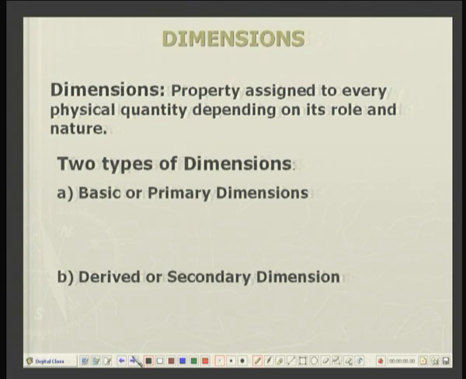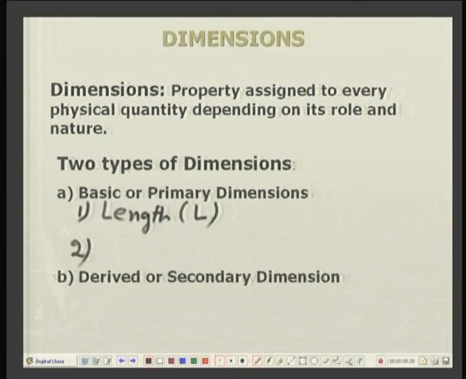One is basic or primary dimensions. For example, in basic dimensions we have length, which I will abbreviate as L. Okay, length, for that matter breadth, thickness, they will be treated of the same type. They indicate to us the size of the body. So the first basic dimension is representative of the size of the body.